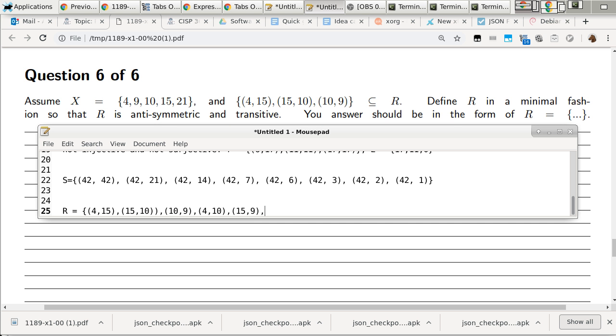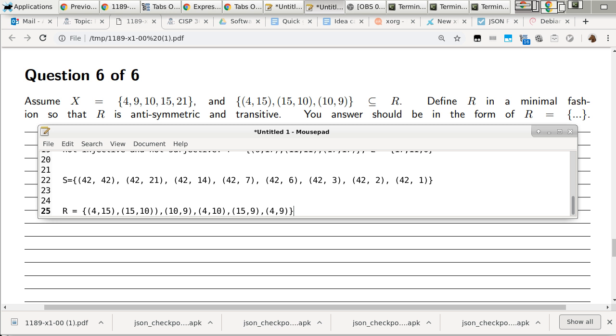But then we also have to go all the way from 4 to 9, because 4 relates to 10 and 10 relates to 9. So we have to add that last one. That is a minimum set. Now, you have to double check and make sure that it is actually antisymmetric. Is it antisymmetric? Yep.